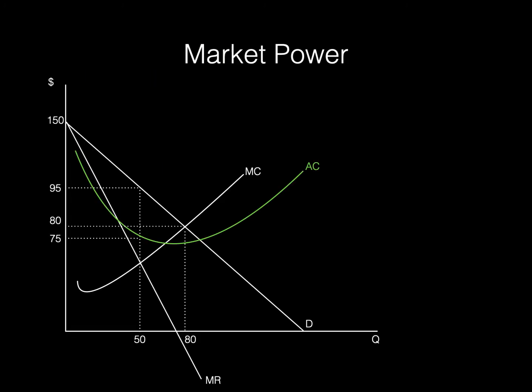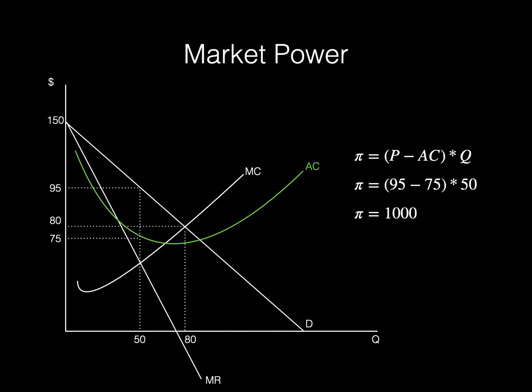For the single price profit maximizing monopolist depicted in this graph, what is the profit maximizing quantity, profit maximizing price, and profit? 50 is the profit maximizing quantity because this is where marginal revenue equals marginal cost. If the monopolist charges a price of $95, then consumers will demand a quantity of 50. So the monopolist will charge a price of $95.